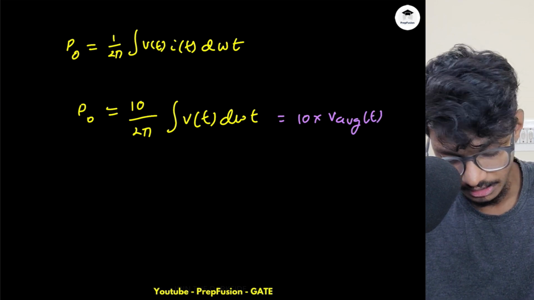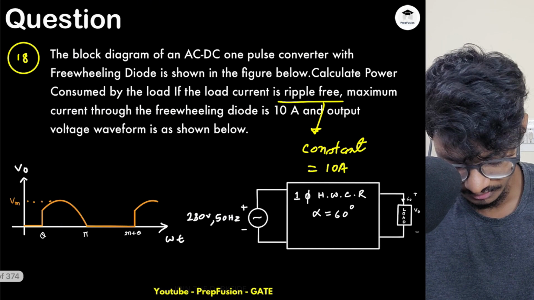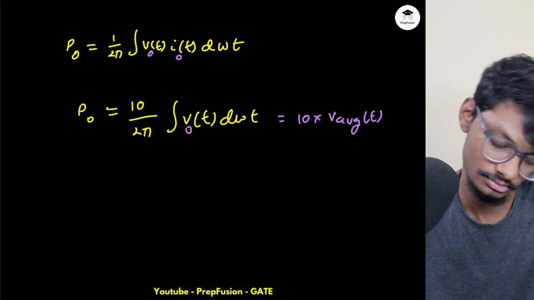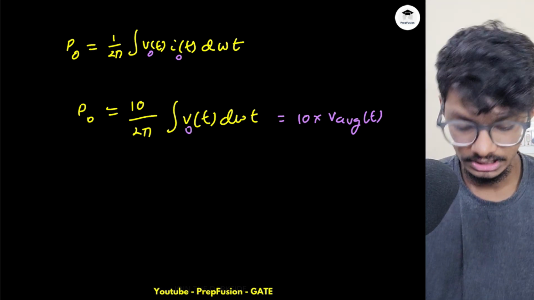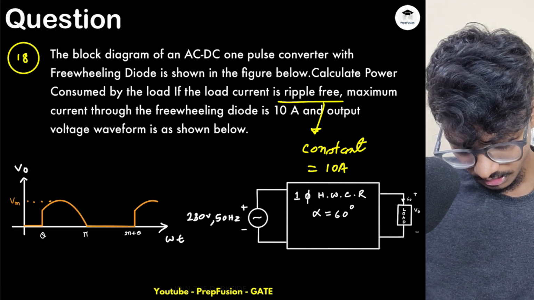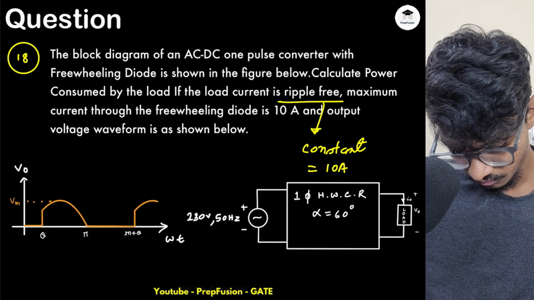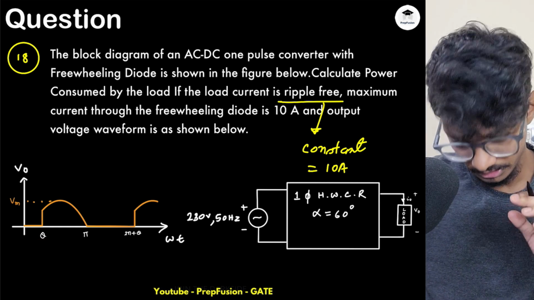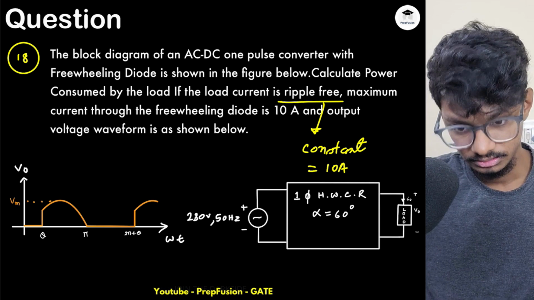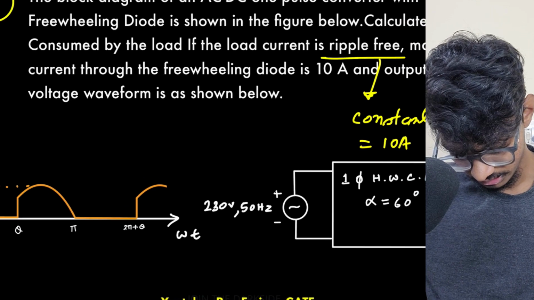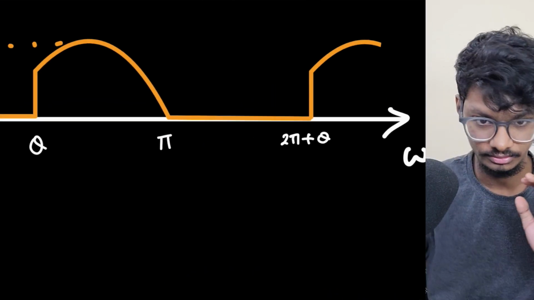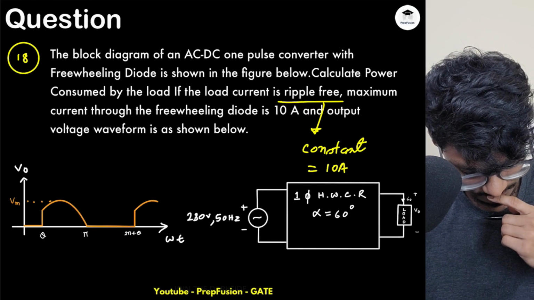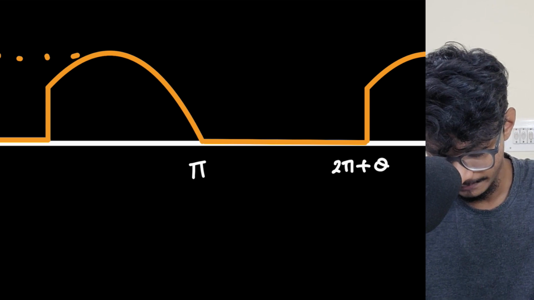And I can do this integration. I have been given the voltage waveform. So this is output VO and IO. So I can basically do this integration from alpha to pi. They have told us alpha. This should not be theta actually. This should be alpha. Sorry for that, I've made a mistake over here. This should be alpha, right?